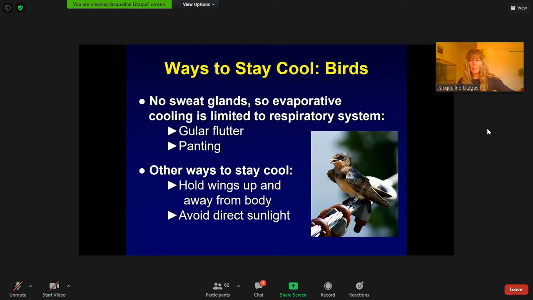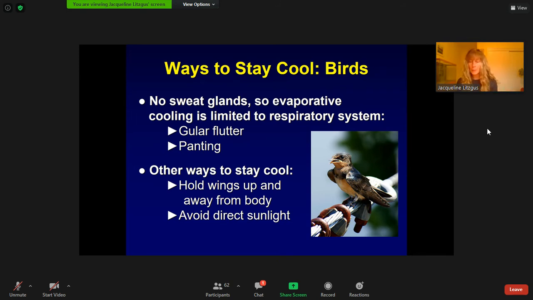Okay, we're going to talk about ways that birds can stay cool and ways that birds can warm up. So overheating is a really big deal for birds. Overheating is more stressful than cooling for birds. So evaporative cooling for birds is limited, though, because they don't have sweat glands, right? So evaporative cooling is limited to the respiratory system. They can't sweat. So one thing they can do is this gular flutter. Gular is the throat area, right? So they can do a rapid fluttering of the throat area or the buccal area, which results in evaporative heat loss from the mucous membranes of the throat.